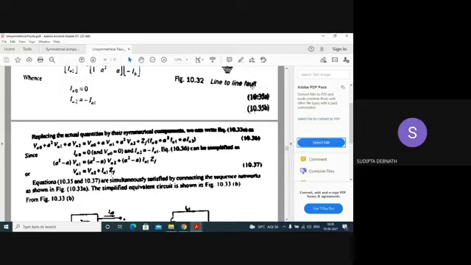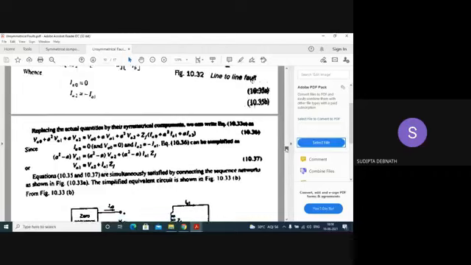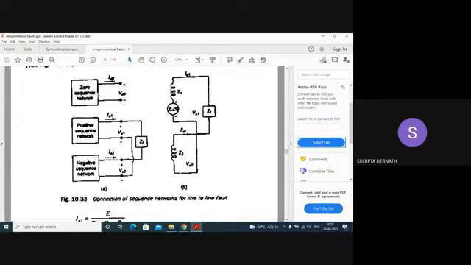So what is the equation? The equation is VA1 equal to VA2 plus IA1 ZF. The connection of the sequence networks will depend upon these three equations. As IA0 equal to 0, this network is isolated, not connected.